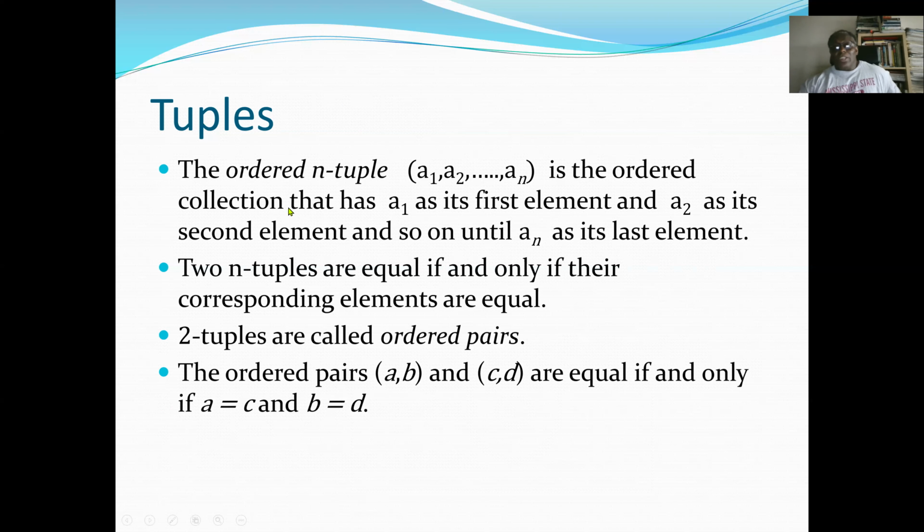So a tuple is an ordered n-tuple. It is the ordered collection that has A1 as its first element, A2 as its second element, and so on to An. Two n-tuples are equal if and only if their corresponding elements are equal. Also, the ordered pairs (A, B) and (C, D) are equal if and only if A equals C and B equals D.